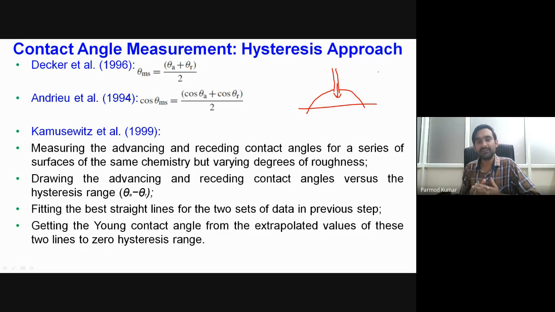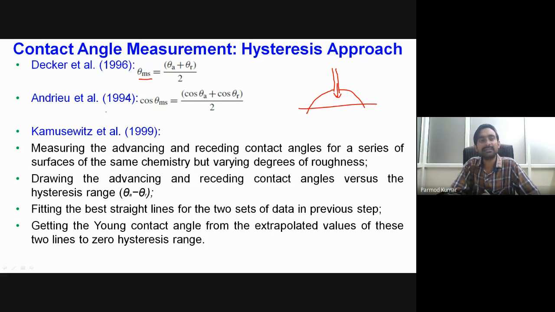Okay, once we have found the advancing and receding contact angles, the macroscopic contact angle can be specified by using the following techniques. There are three different methods proposed by different researchers. Decker and co-workers in 1996 suggested the arithmetic average of the advancing and the receding contact angles for finding the stable, or I can say equilibrium, macroscopic contact angle.